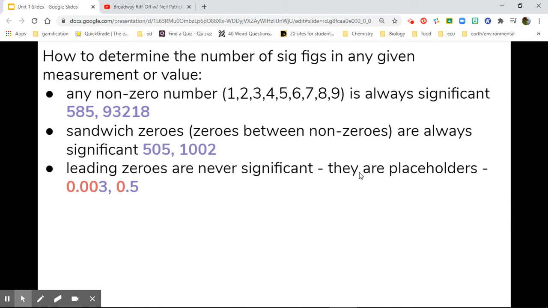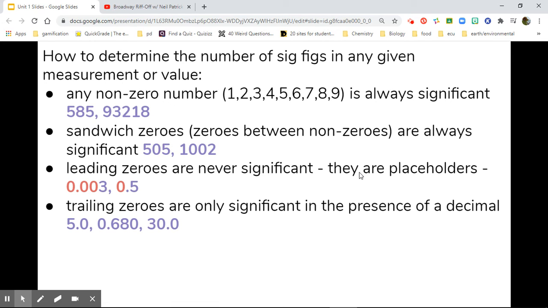Also, leading zeros are never significant. They are just placeholders. So if all you have in the front of a number are zeros with no non-zero number before them, they are not significant. I could write each of these numbers in scientific notation and I would not have the zeros anywhere near them. That first number would be 3 times 10 to the negative third. The second number would be 5 times 10 to the negative 1, right? I don't put in those zeros. They are not important. They're just placeholders for the decimal.